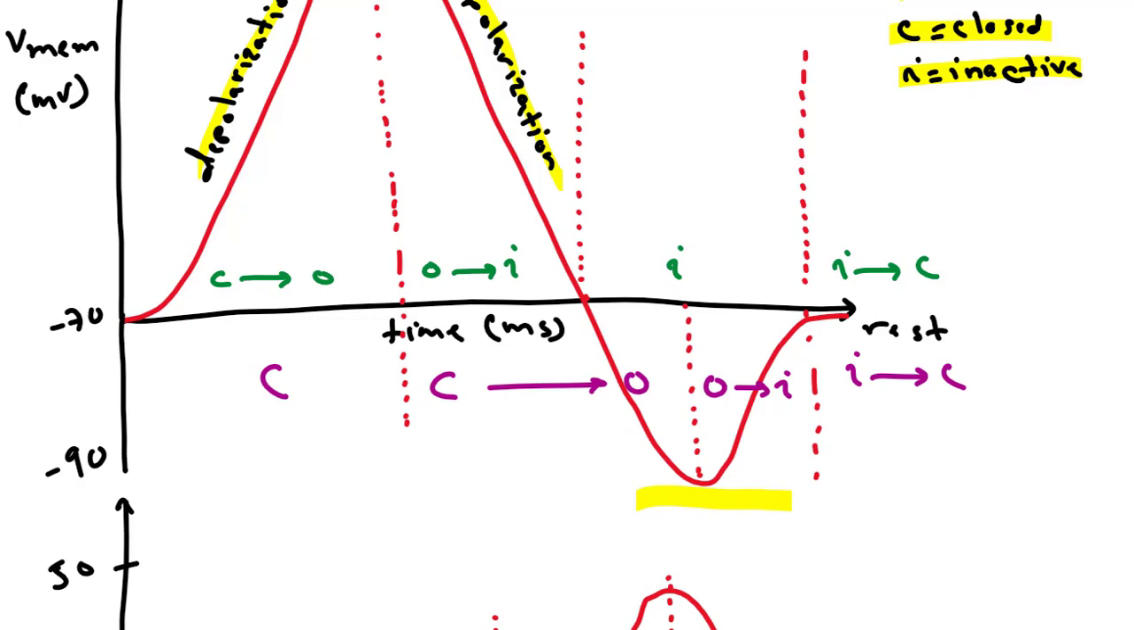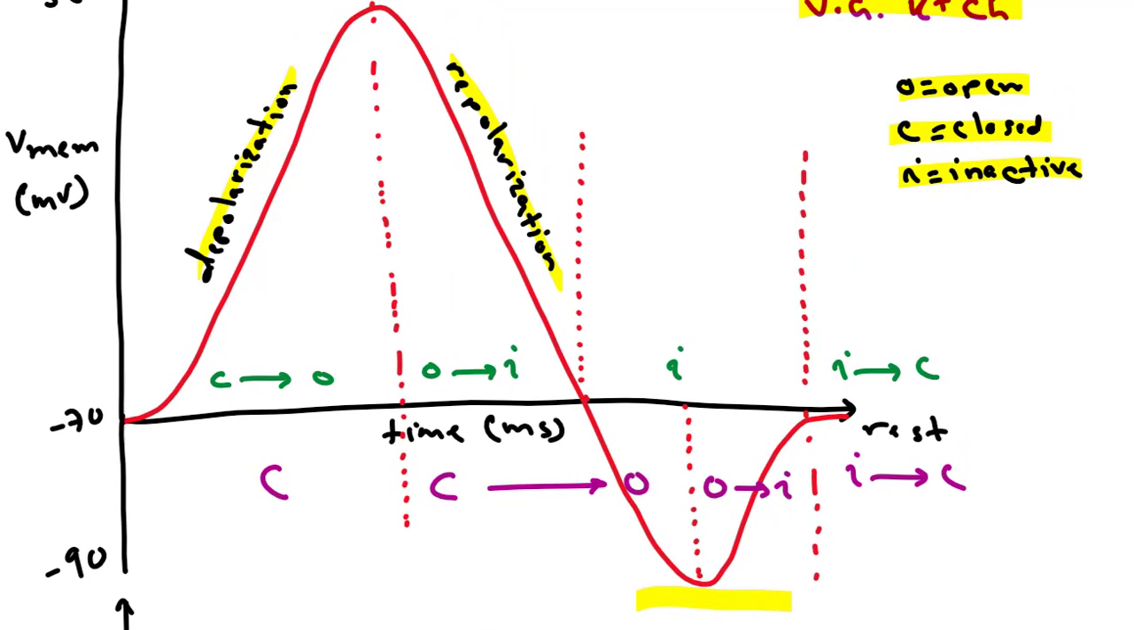And in green, we have the states of the voltage-gated sodium channels. Let me scroll down. You're going to have them going from closed to open, then open to inactive, and then they'll be inactive for this whole area right here. Once the potential in the membrane has gone back to resting potential, they move from inactive to closed, right?